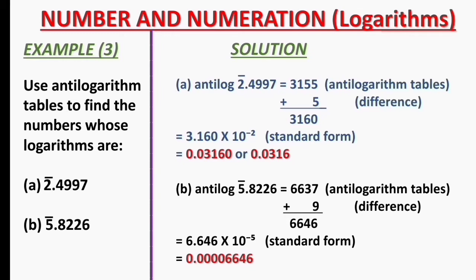Once again, let's attempt writing this number in standard form, but using our characteristic, which is bar 5, as our power of 10 in the standard form. That should give us 6.646 times 10 raised to the power minus 5. The minus 5 is coming from the bar 5 in the original question. So writing this in ordinary form, the number in question B is 0.00006646.